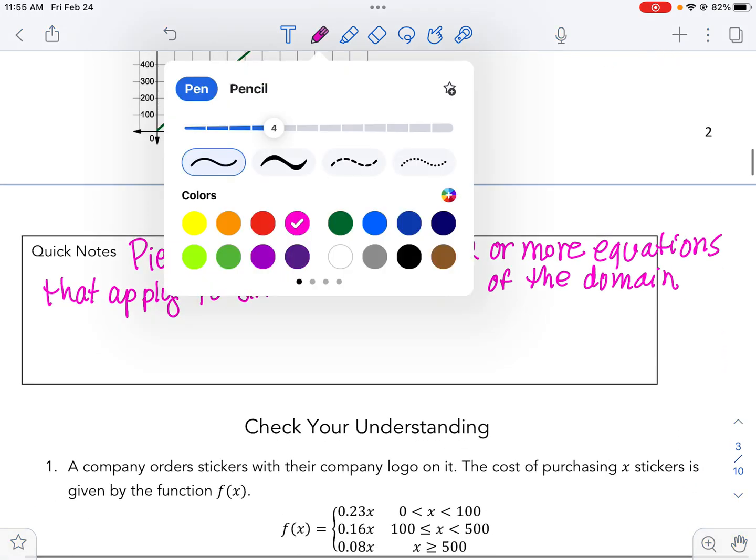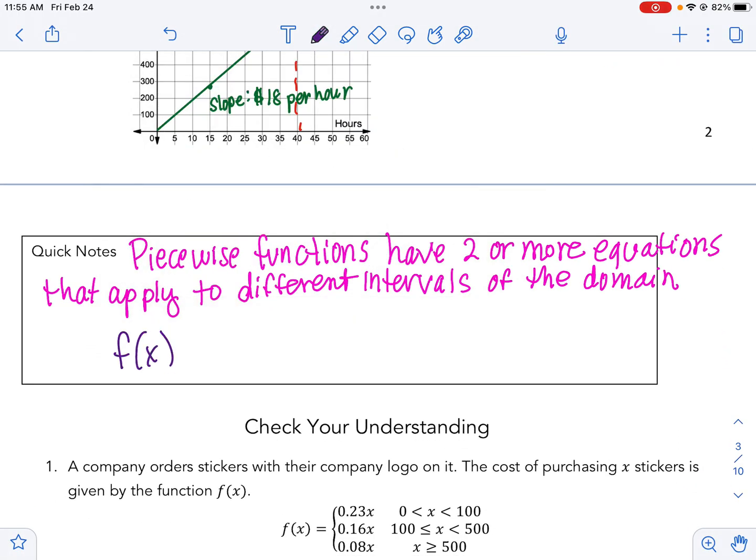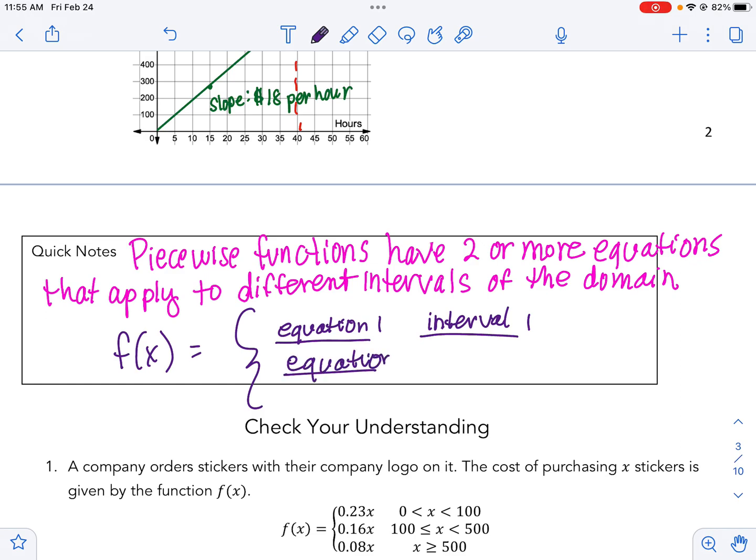All right, so here's how we write it up. So the rule will be, and then you have equation 1, interval, equation 2, your second interval, and so on. You can have more than one as well.